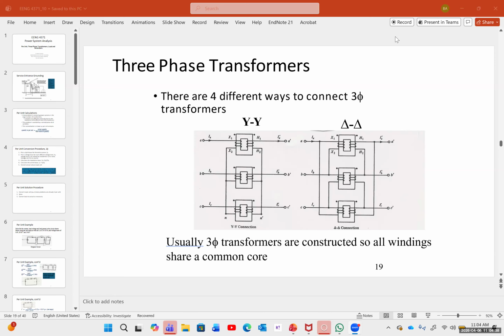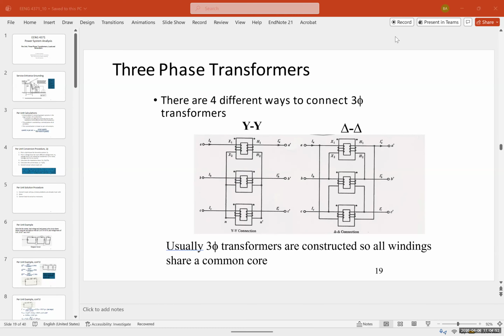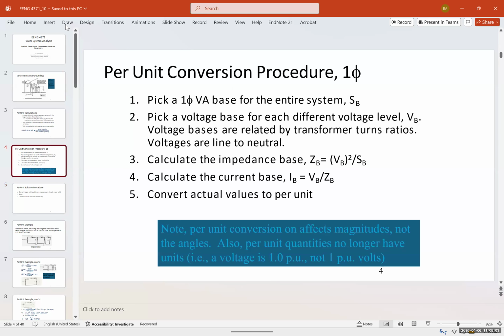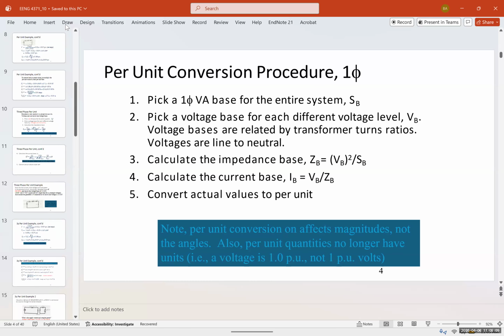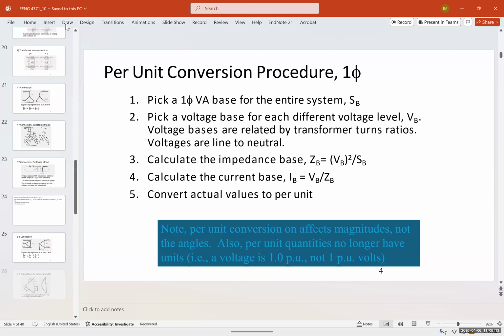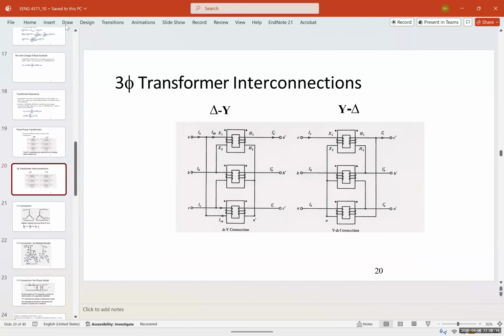So there are four ways that we can connect three-phase transformers. We can connect them in the YY configuration. We can connect them in delta-delta. And the other types of connections are Y-delta and delta-Y.